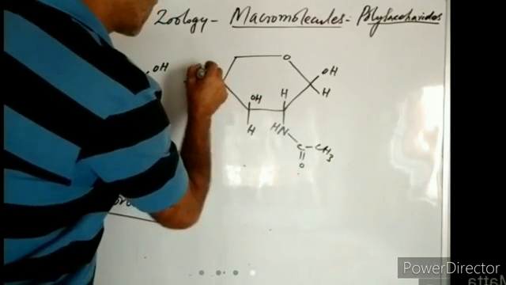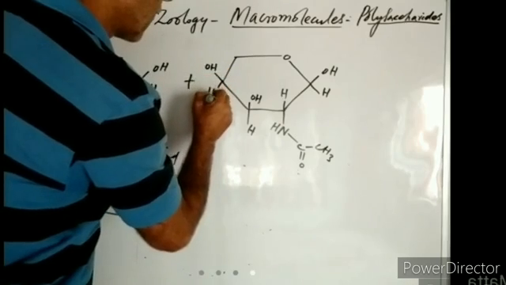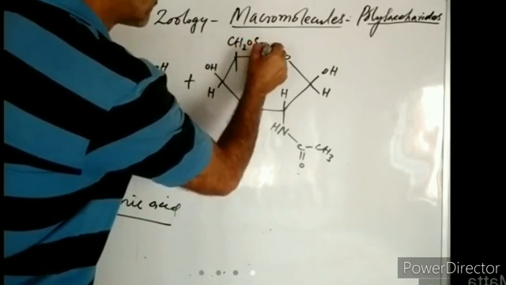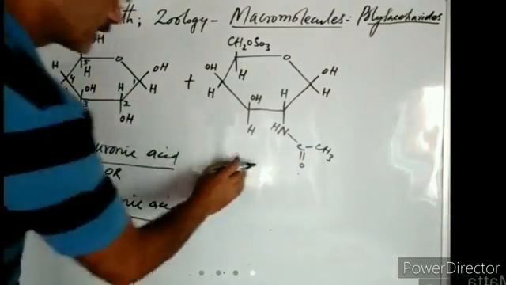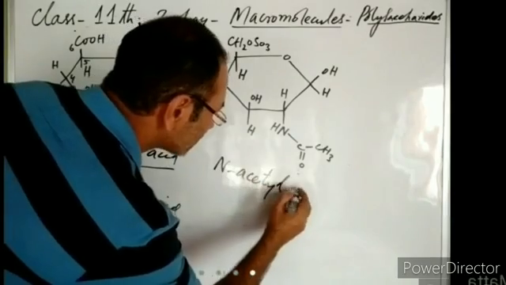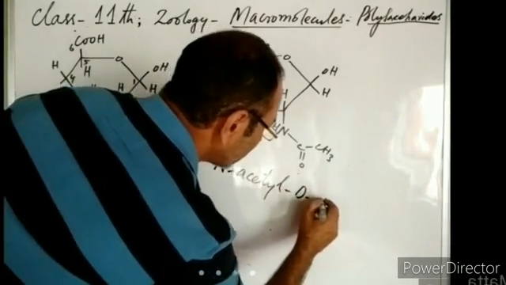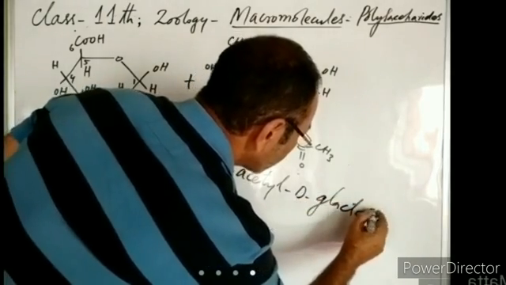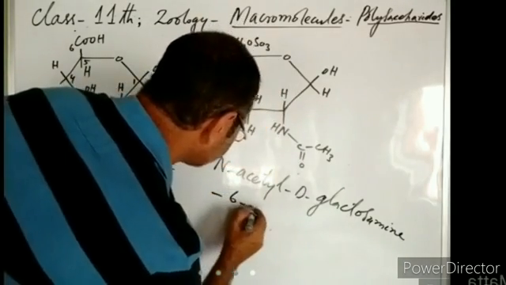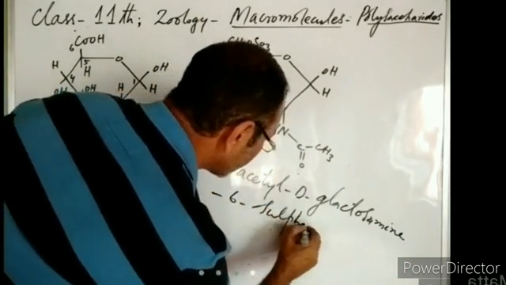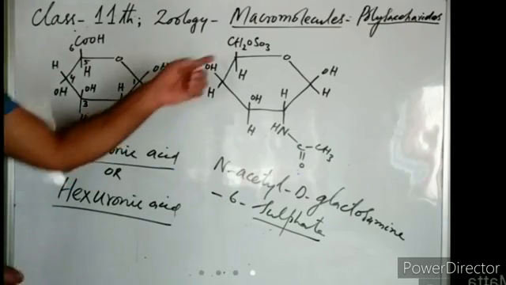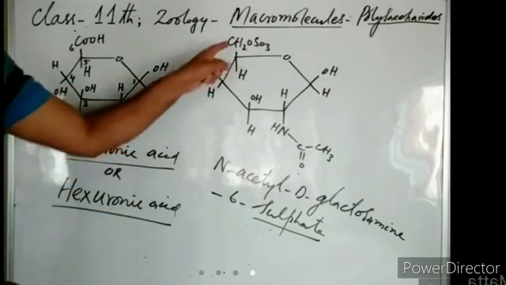It combines with another modified sugar. This modified sugar is N-acetyl D-galactosamine 6-sulfate. So it has a sulfate group. As I told you earlier, some of these modified sugars may be sulfated. So it has a sulfate group at carbon 6.